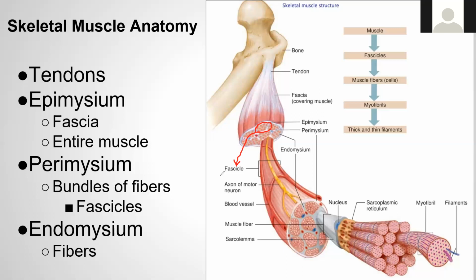Now, like I said, all a fascicle is, is a group of muscle fibers. These muscle fibers are held together by the endomysium. So the endomysium is going to connect all of these muscle fibers together.